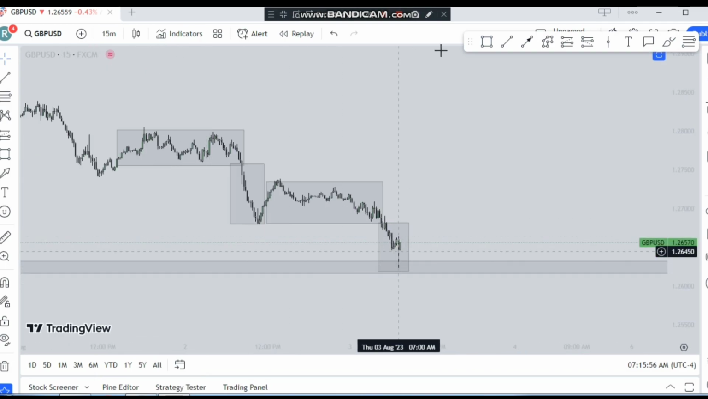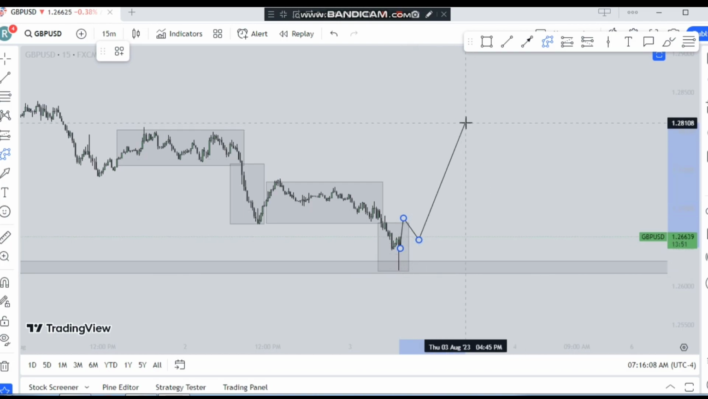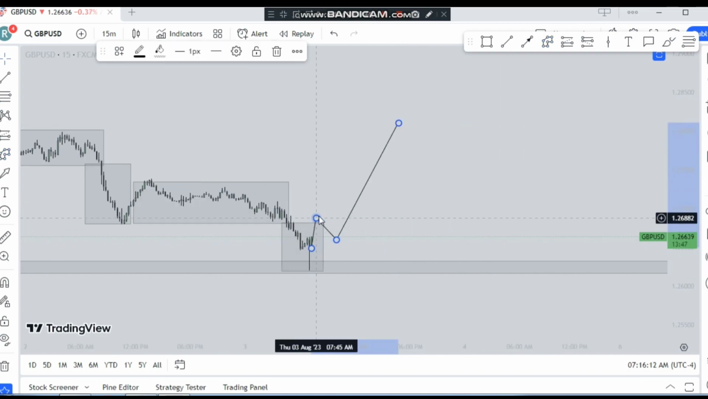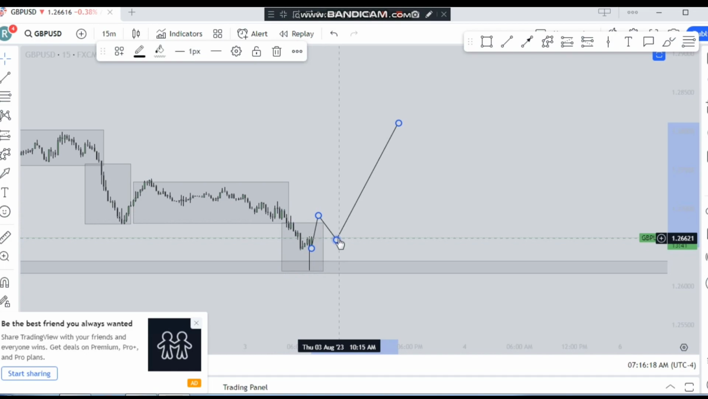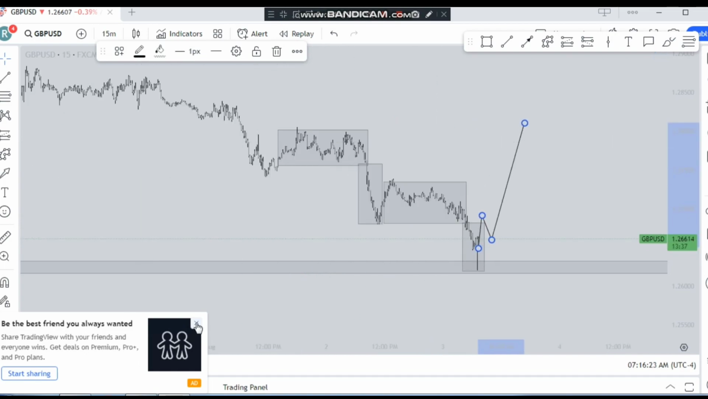Once it goes above here, then you can enter on the retest of the 0.5 fib level and your stop loss will be below here and your target will be this one. So this is my prediction for the GBP. Once you get the confirmation, without the confirmation it's not valid. So once it closes above it, then you can enter on the retest and that's your target, these swing highs. That's my prediction. Let's see what happens.